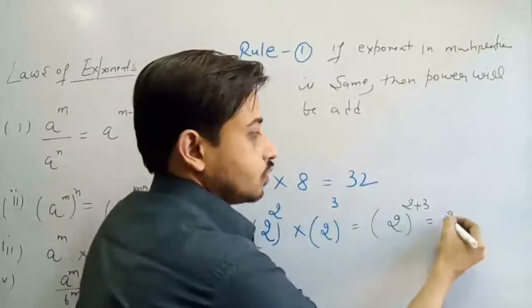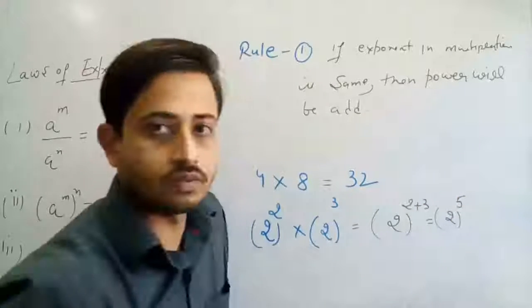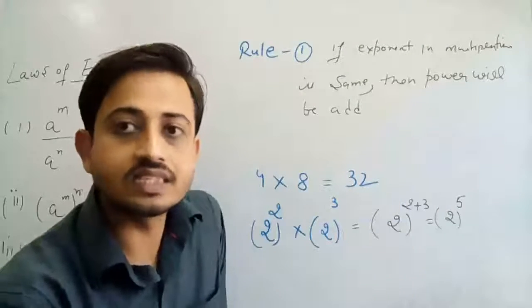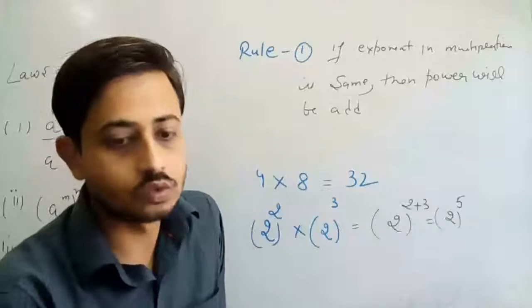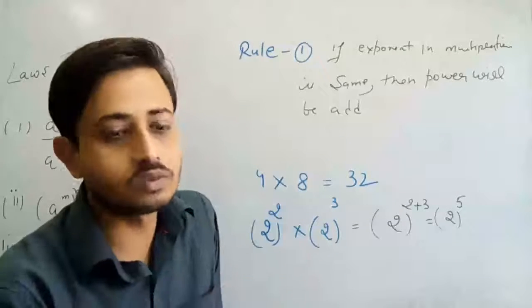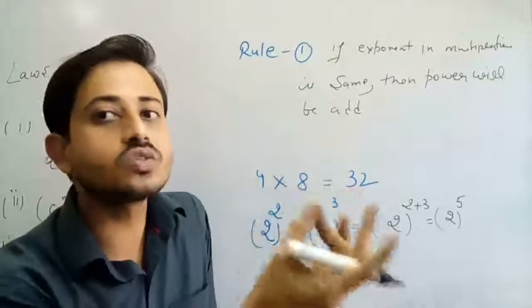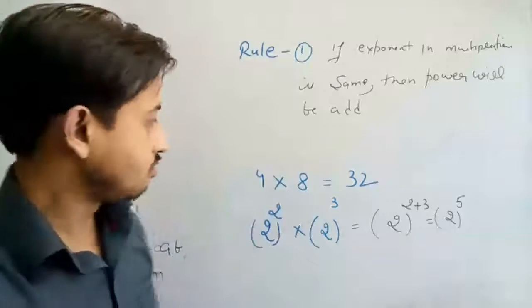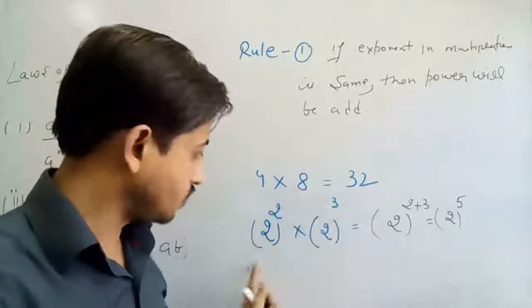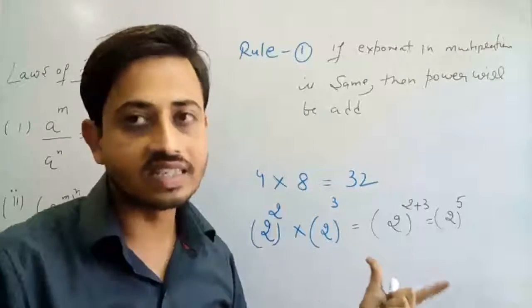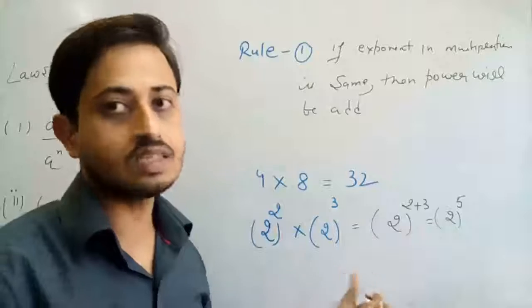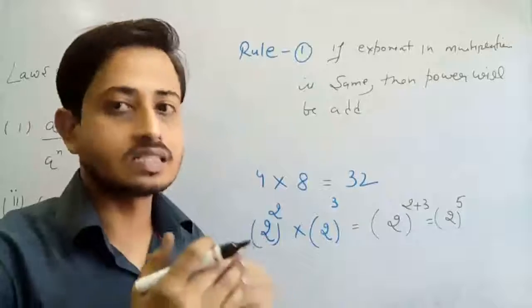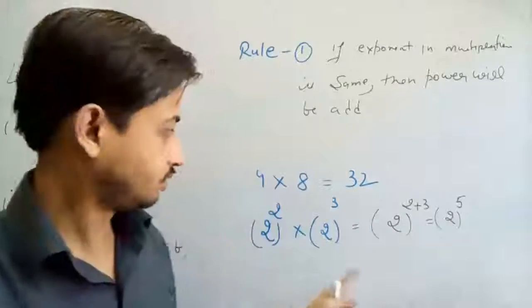5. So 2 plus 3 is 5 and you can verify the answer. 2 raised to the power 5 indicates 2 comes 5 times. So you have to multiply 2 five times. 2 into 2 is 4, into 2 is 8, into 2 is 16, into 2 is 32. You got the same answer, 32. We already know the answer is 32. By using this property, we also get the same answer. So it's very easy if you have to multiply exponent and power terms. If you find the exponent is the same, then the power will be added.